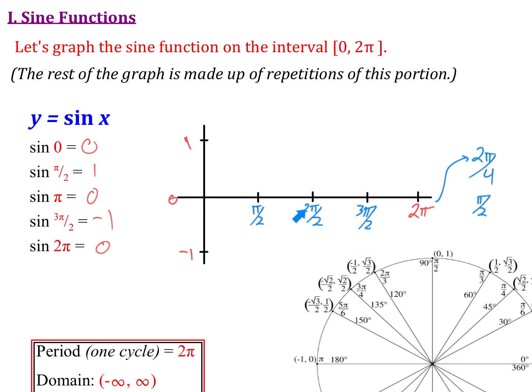And if we're lucky, like right here, some of these might simplify, right? 2 pi over 2, well, that's just plain old pi.